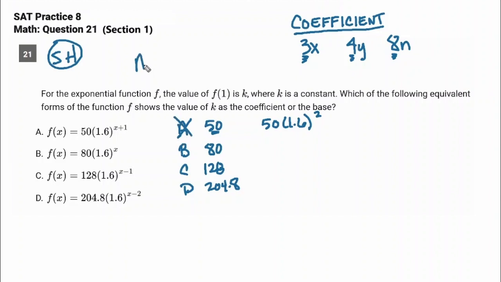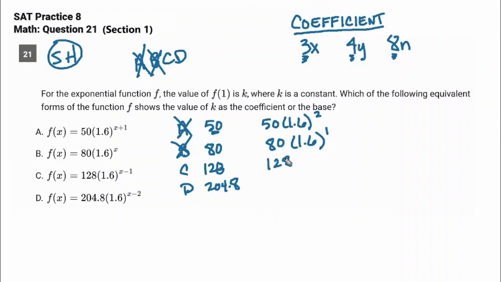So I'm going to write A, B, C, D up here. Cross out A. Alright, B. Do it again. 80 times 1.6 to the what? To the 1, because it says we're supposed to do f of 1. So 80 times 1.6, you're supposed to end up with 80. Is that going to happen? No, you don't need to do anything with that. Alright, fine. Let's try C.